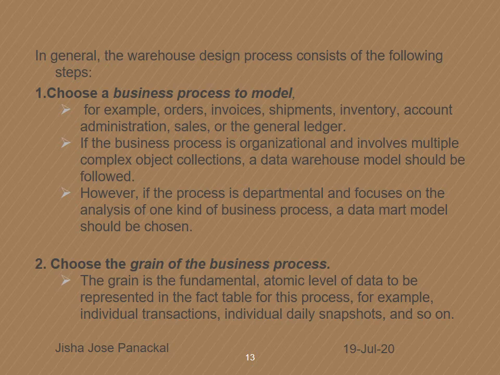The second one is to choose the grain of the business process. The grain is the fundamental atomic level of data to be represented in the fact table for this purpose. Okay, what should be represented in a fact table? That should be determined. For example, individual transactions, individual daily snapshots, and so on. We have to select the grain of the business process.